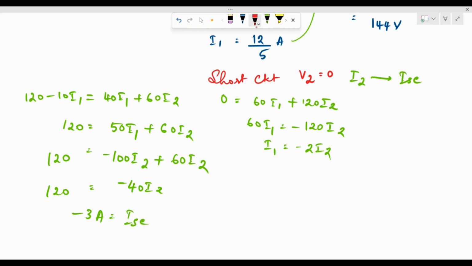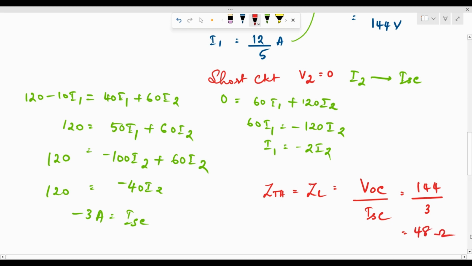Now, in order to compute ZTH, which is the final ZL which I need, I just need to divide VOC by ISC, where VOC was 144 and ISC is 3. So when I divide, this is going to be 48 ohms. That's the answer for this particular problem.